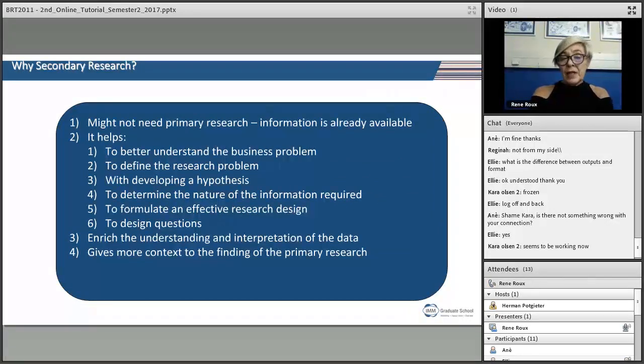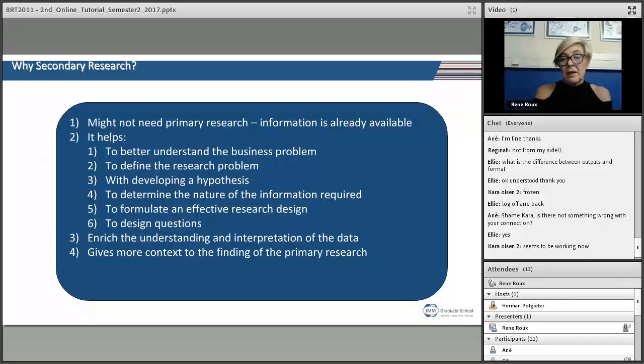So really, when you've done your secondary research in detail, you might find that there's no need for primary research. You can actually answer the business problem and they will be able to take action. Or if that's not the case, it will then really give you an in-depth understanding of the business problem. And you will then easily be able to define your research problem. And if it's necessary to develop a hypothesis, you will be able to do that. You will also be in a far better informed position to decide what nature of information is required.